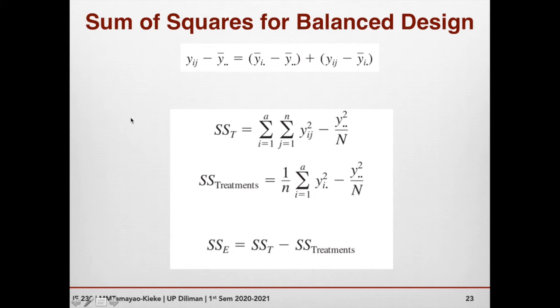Now, this is how you compute the sum of squares for a balanced design. Okay. Note that your total sum of squares is equal to your treatment sum of squares and your error sum of squares. Now, to compute your total sum of squares, this is the formula that you can use. And for your treatment sum of squares, this is the formula that you can use. To get your SSE, your sum of squares for your errors, you just subtract the treatment sum of squares from the total sum of squares.